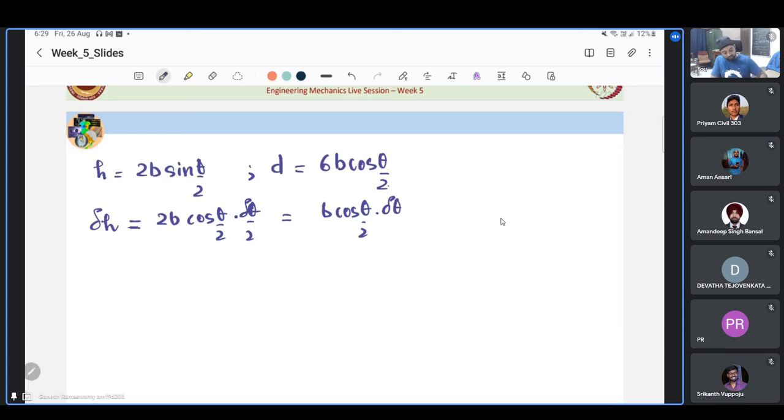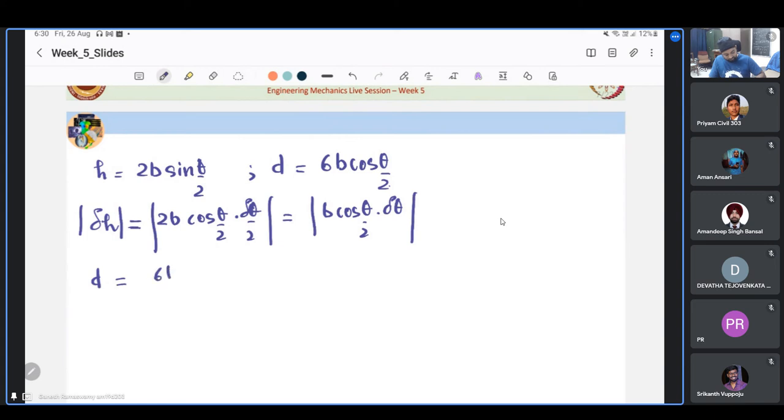So one thing we need to keep in mind is, unless and until we write the principle of virtual work equation relating all the unknown forces, we are only allowed to consider the absolute values of these. We shouldn't assign the sign as of now. We should only assign the sign when we write the principle of virtual work. Till then these remain as absolute values. Okay, similarly d is 6b cos theta by 2.